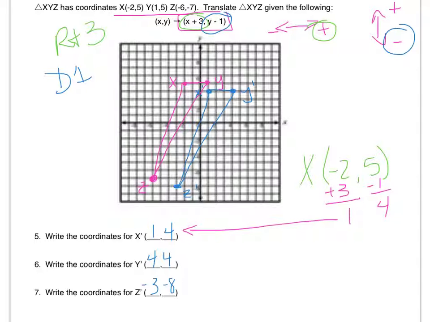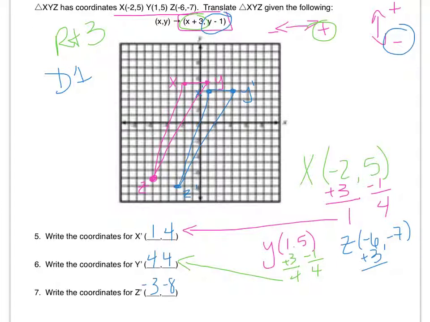Same for y, I can put my coordinate 1, 5. And my rule told me to add 3 to the x, subtract 1 from the y. So that would be 4, 4. So I got that one right. And then for z, my point was -6, -7. If I add 3, that'd be -3. If I subtract 1, that'd be -8. So I also got that one right. So there's a way I can check myself.